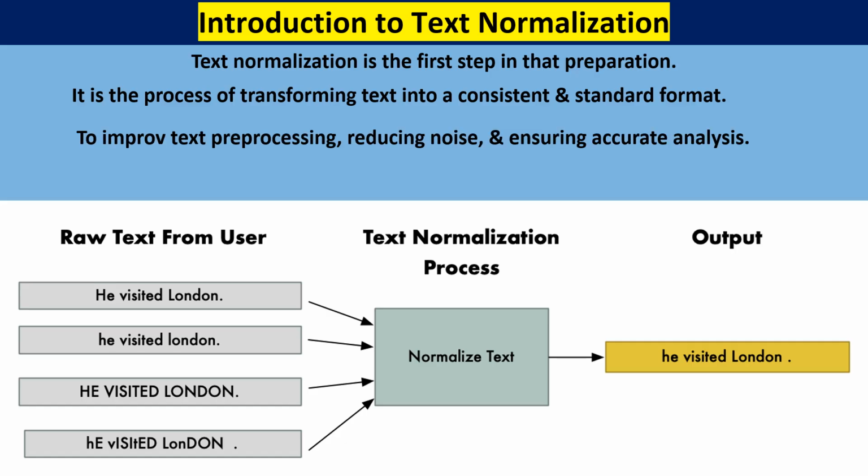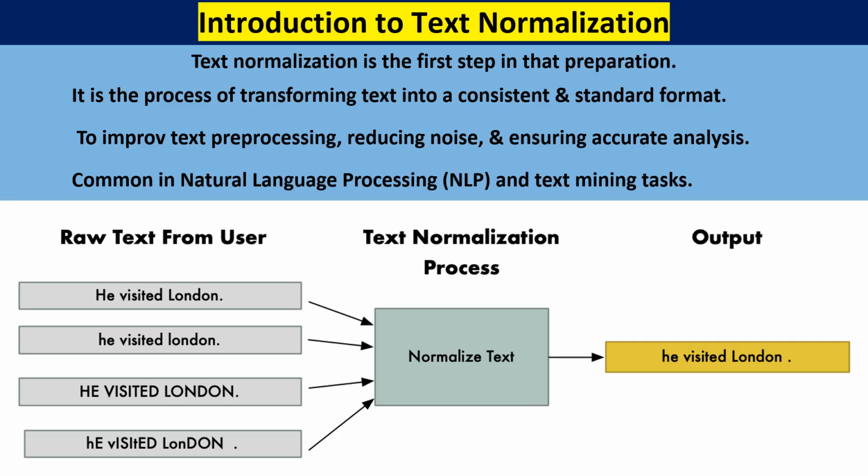Without normalization, the data can be noisy, full of inconsistent capitalization, punctuation, or slang. This noise affects the accuracy of NLP models. By reducing this noise, we help algorithms focus on meaningful patterns instead of irrelevant differences. In NLP applications like chatbots, sentiment analysis, or topic extraction, normalization ensures that similar words and phrases are treated as equivalent. This increases both efficiency and accuracy in processing natural language data.